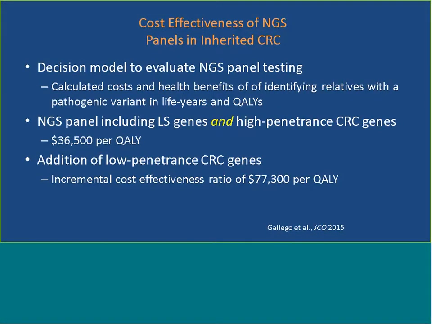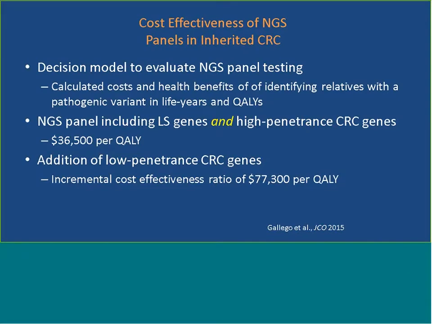There is one study that was published about 2 years ago in JCO, which was a decision model to evaluate NGS panel testing, and it calculated the cost and health benefits of identifying relatives with a pathogenic variant and quality-adjusted life years. And what they found is that an NGS panel that included the Lynch genes, the 5 genes, and high penetrance autosomal dominant and autosomal recessive, some by age, genes was cost effective. Testing only with the Lynch genes was not, actually.